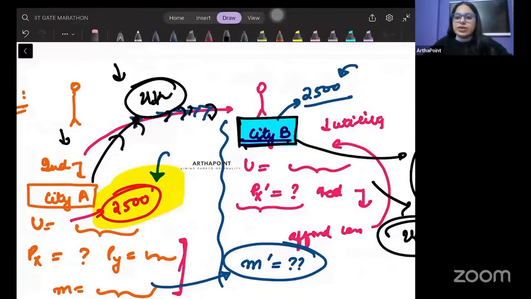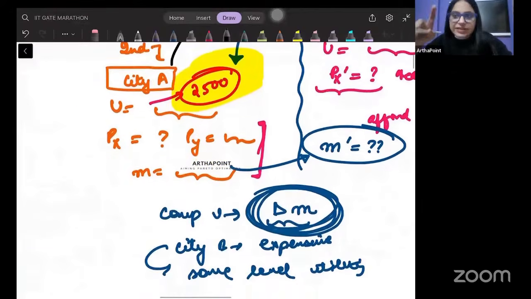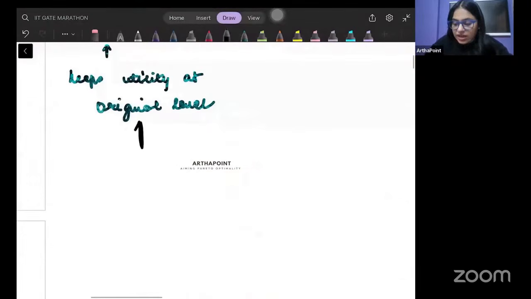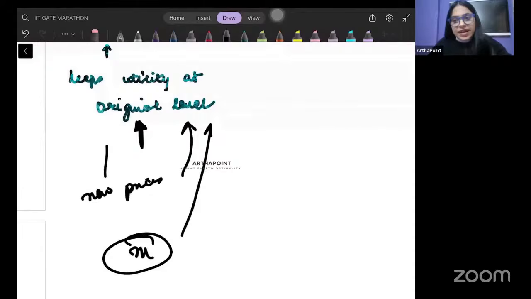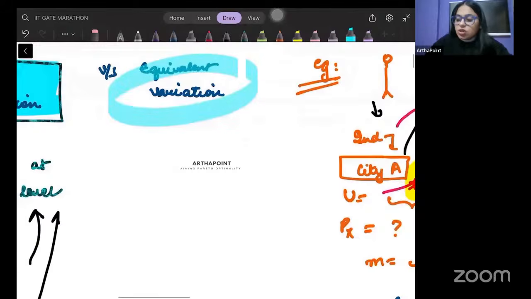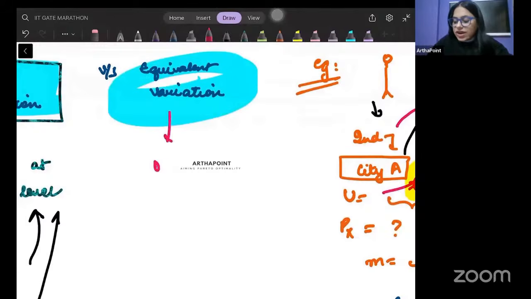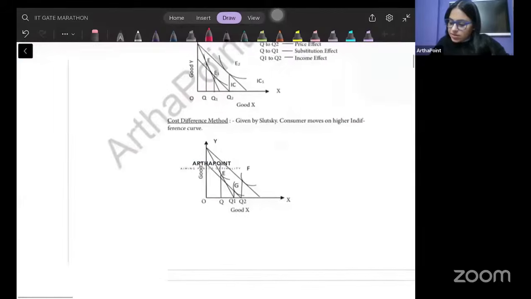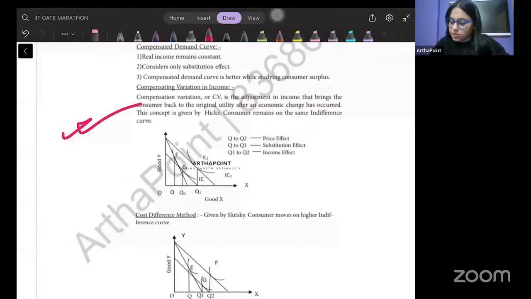That is equivalent variation. So in compensating variation you hold utility at the original level. Even at new prices, you want him to get the old utility, so you give him more money when prices increase. In equivalent variation, you hold utility at the new level. I hope this is clear. I have provided a numerical, please do that. This concept, beta, explains compensating variation only.